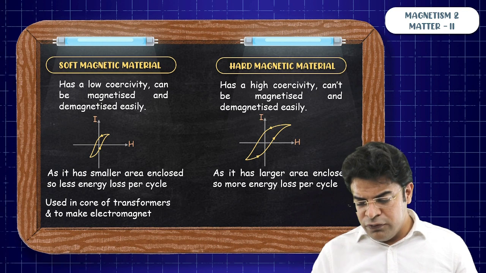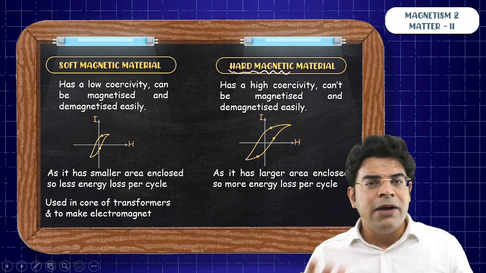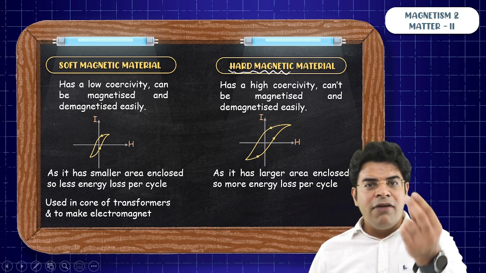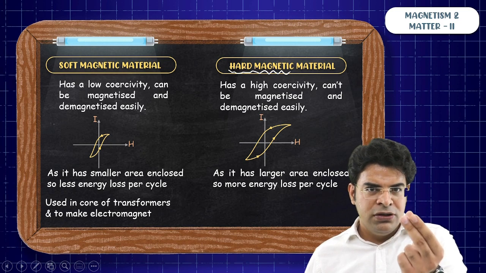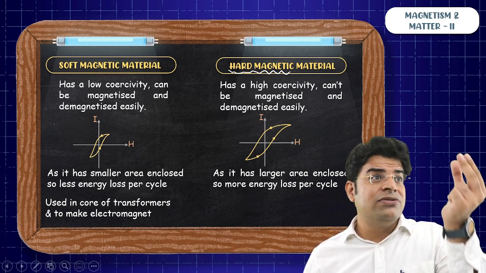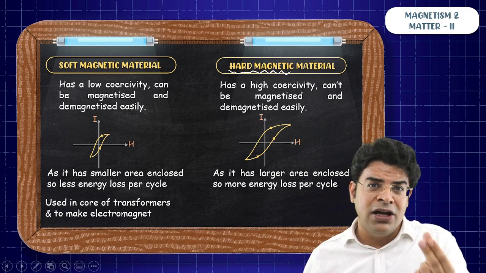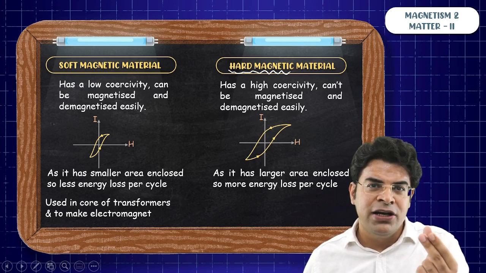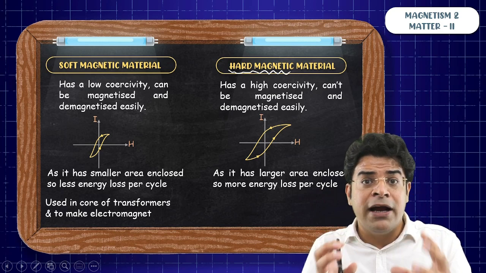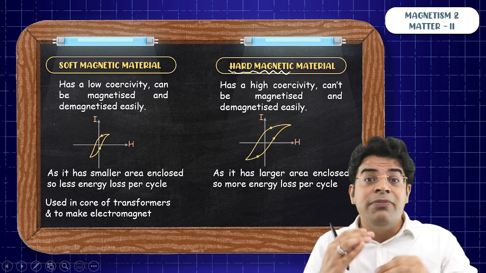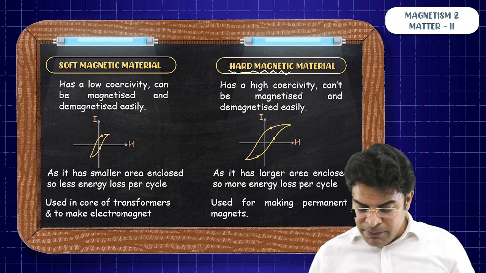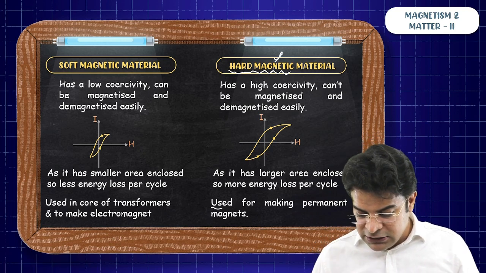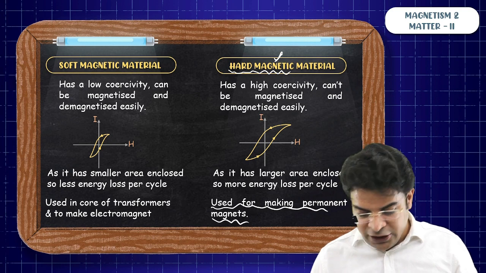And sir, where do we use hard magnetic material? To make permanent magnets. If you have a permanent magnet in your house which can be demagnetized easily by any current flowing in the house, that won't be a good magnet. You want a permanent magnet to have high coercivity, so it can't be demagnetized easily. So remember that hard magnetic materials are used for making permanent magnets.